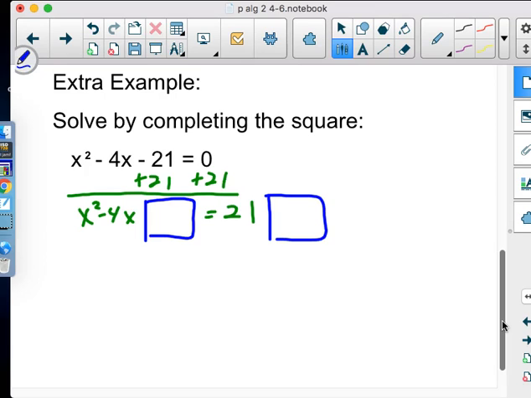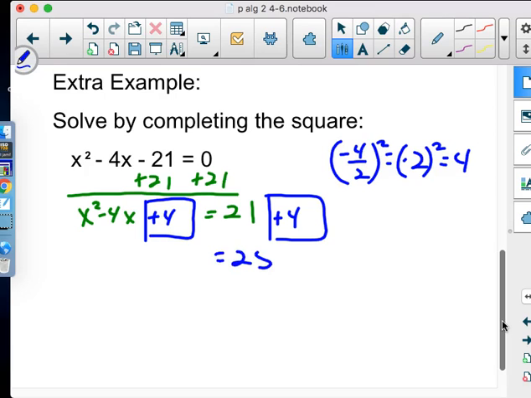You ready for me? Okay, Kaylee, you're looking ready. Yeah, it's 4. Negative 4 divided by 2 squared would be negative 2 squared, which is 4. Good job. So now the right side is nice, it's 25. And on the left, we have to write that as a binomial squared, so we'll be able to take the square root.